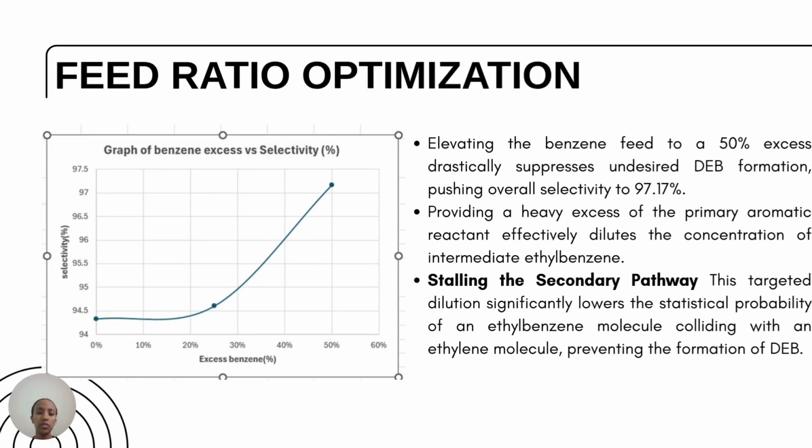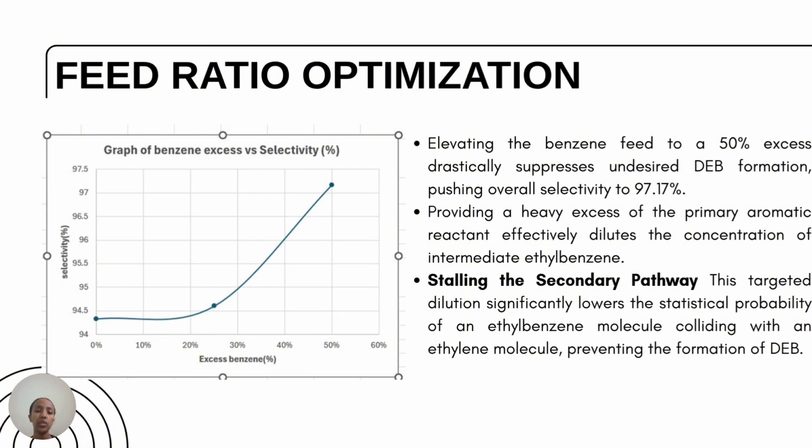So here we looked at the feed ratio analysis, basically how much benzene we're adding compared to ethylene. From the graph, you can see that when we add 50% more benzene, the selectivity goes up a lot and reaches about 97%. And the idea is actually simple.